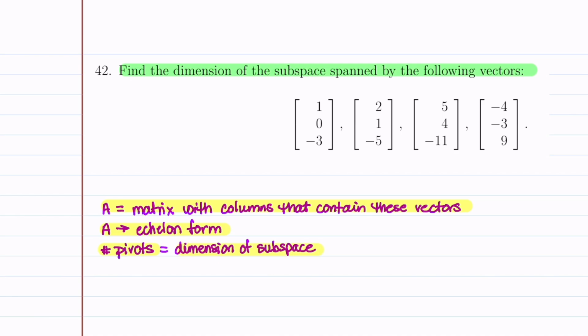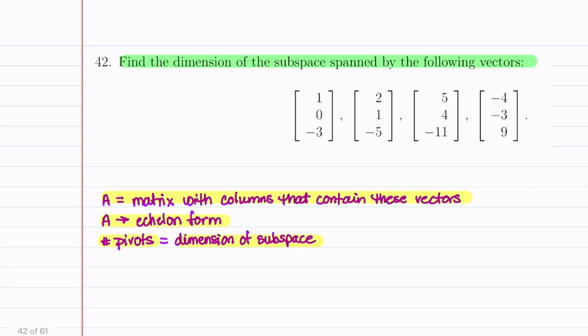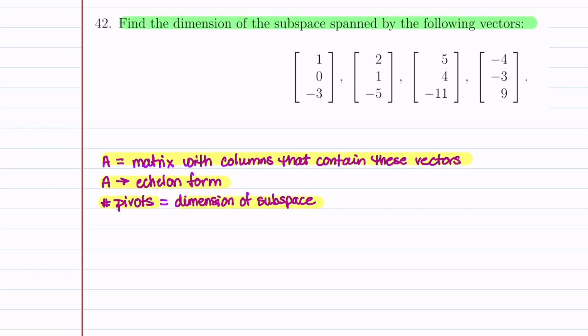Whenever I teach linear algebra, I always find that this problem is one of the most missed problems. And I think it's because it's just hard to figure out what you actually have to do. So let's go ahead and do this. We're going to take our matrix A, and let the vectors that we're given form the columns of this matrix. So we have 1, 0, minus 3, then 2, 1, minus 5, then 5, 4, minus 11, and then our last one is minus 4, minus 3, and 9.